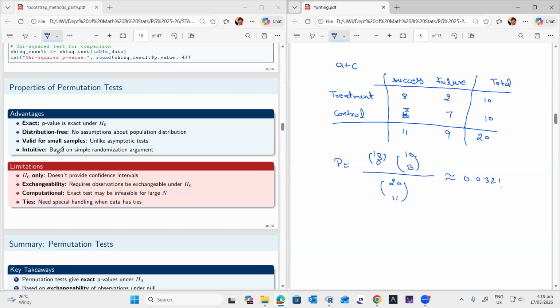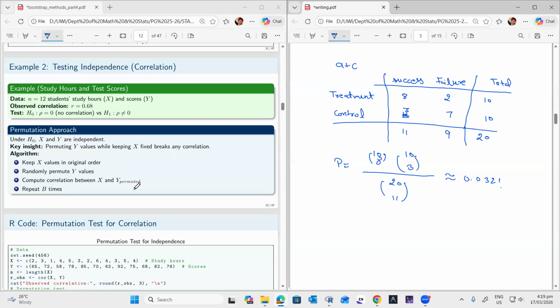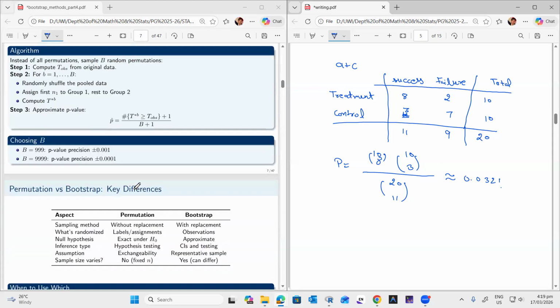And ties need special handling. If the data has ties, at that time it may create a problem in getting the exact p-value. You may face a problem computing the p-values if more ties are there, because when you are computing the p-value, you need the T star b that are greater than or equal to T observed. So if it is not there, then it will be problematic.